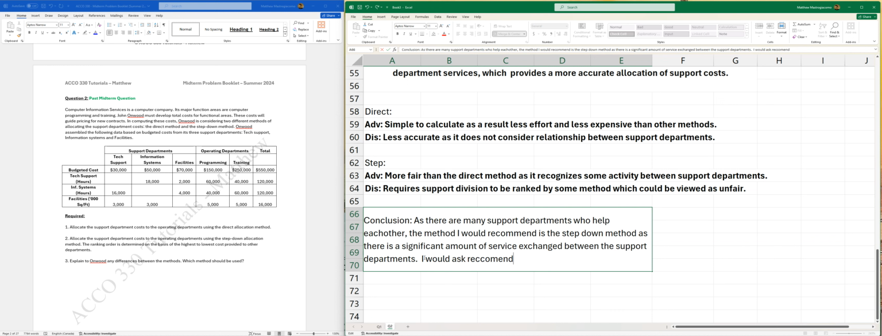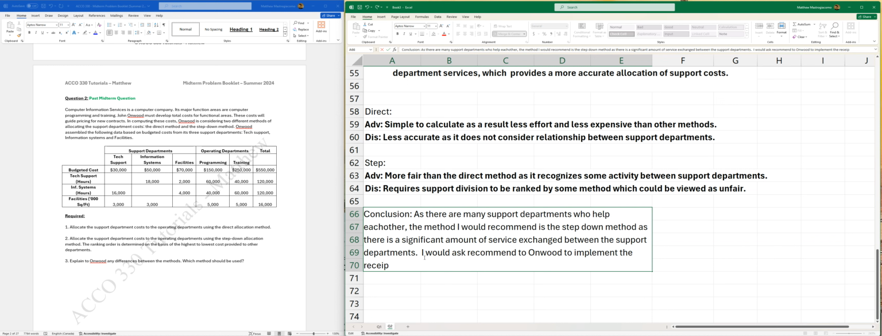recommend to Onwood to research to implement the reciprocal method. I can't even spell reciprocal. How do you spell that? R-E-C, reciprocal, whatever. I'm not great on spelling here. That's definitely not how you spell it, right? R-E-C-I, reciprocal. I think that's how it's spelled. I would also ask Onwood.